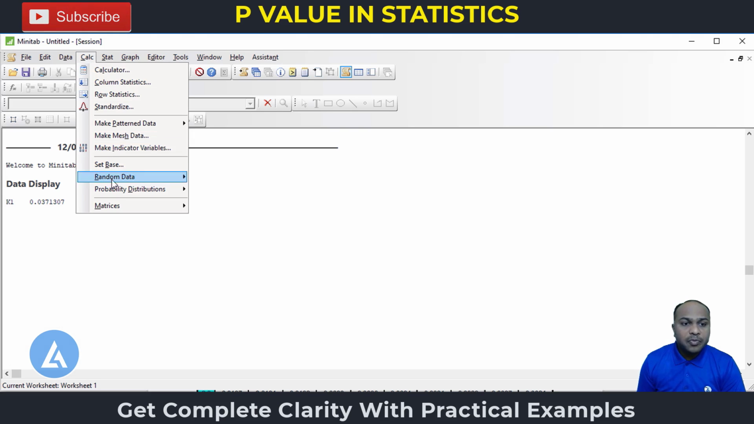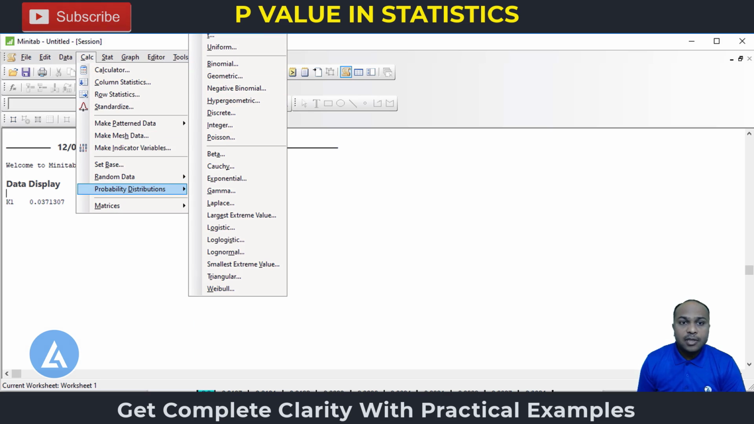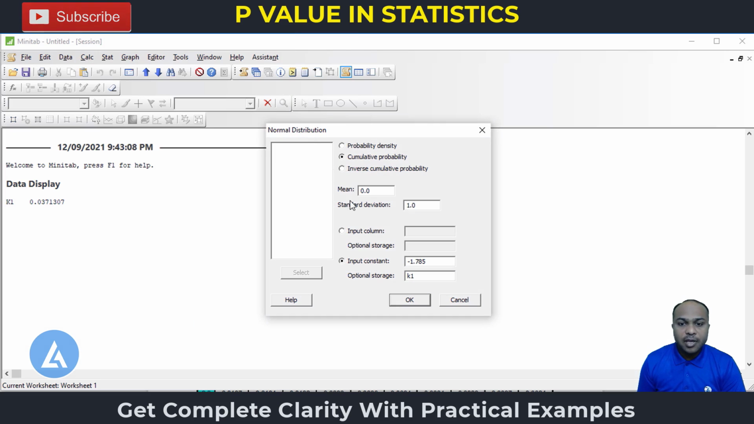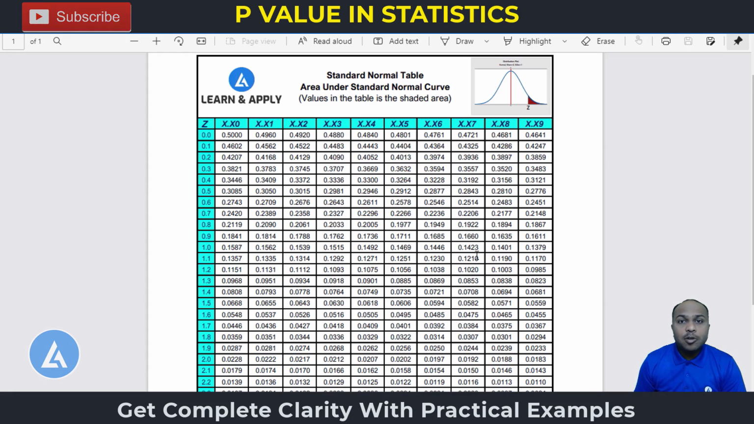Go to the calculator, probability distribution, then go to the normal distribution. Here we need to calculate the probability for the constant, which is equal to 1.785. So we need to change this value to 1.785 and store it as K2. Now if we come back to the property of the normal distribution, we are interested in the probability on the right side, right? So whatever probability we are getting, we need to subtract it from 1 because the entire area under the curve is equal to 1. So the p-value that we are going to calculate will be 1 minus this value.